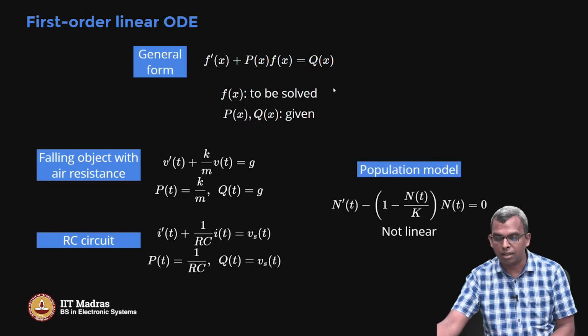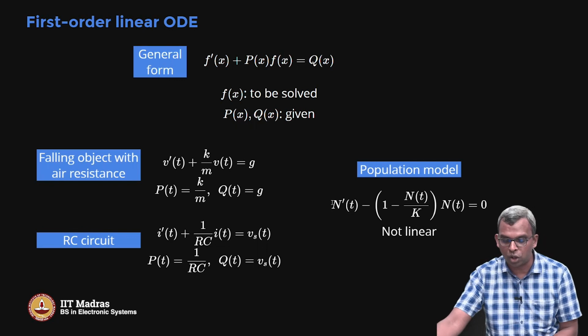Now in contrast, the population model is not linear. Okay, so it's again a first order model. Okay, it's first order because the maximum derivative that shows up in this equation is only 1. Okay, so that's first order. But it's not linear because this n of t is getting multiplied by 1 minus n of t. So you have n of t squared showing up somewhere. So this ends up being a non-linear model.